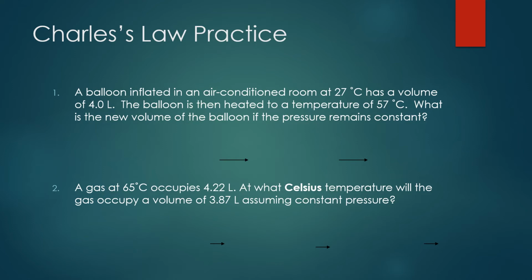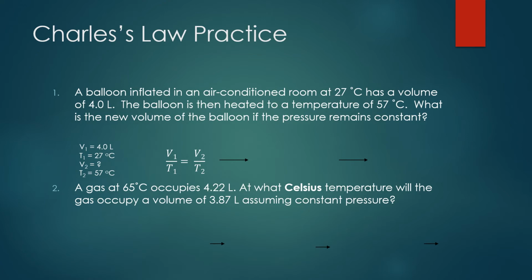Now remember, I go ahead and I make a chart for everything that I know in the problem. Again, right now I have my temperature in degrees Celsius. You need to go ahead and convert that to Kelvin, which I will do here in a minute. From here, we will write down what equation we use, which is Charles' law. So we see that we have V1 over T1 equals V2 over T2.